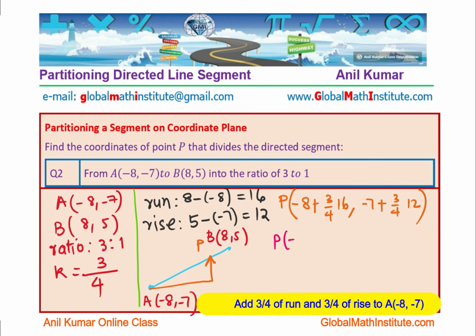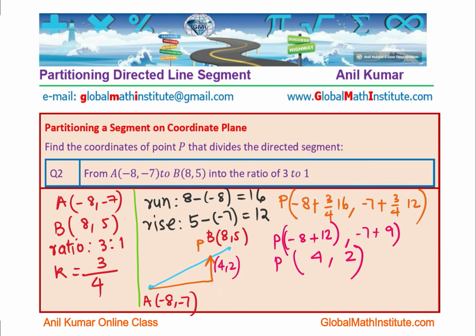Point P, minus 8 plus 3/4 of 16. Dividing 16 by 4 is 4, times 3 is 12. And here minus 7 plus, dividing 12 by 4 is 3, and 3 times 3 is 9. So let's add these numbers to get our answer. So minus 8 plus 12 is plus 4, and minus 7 plus 9 is 2. So we get the coordinate points of P as 4, 2. So our answer here is P coordinates are 4, 2.